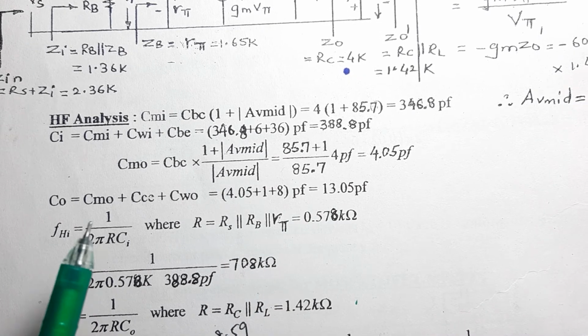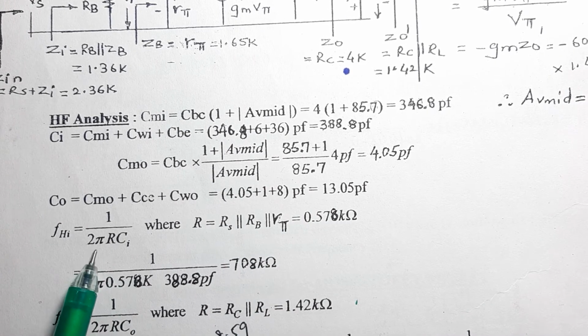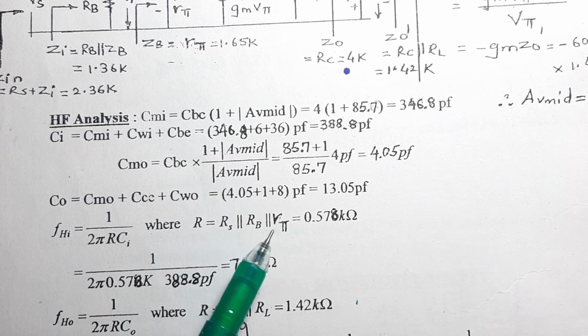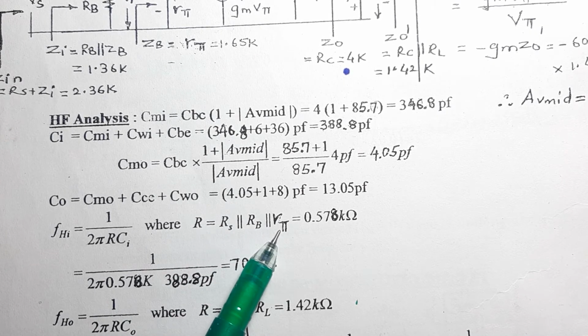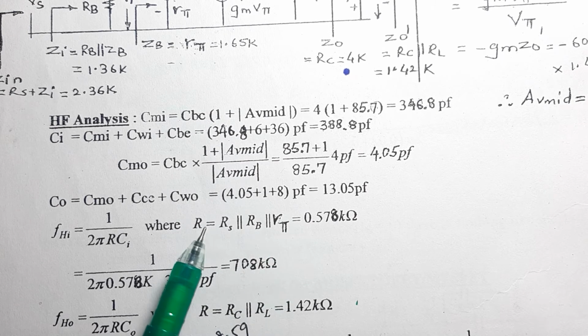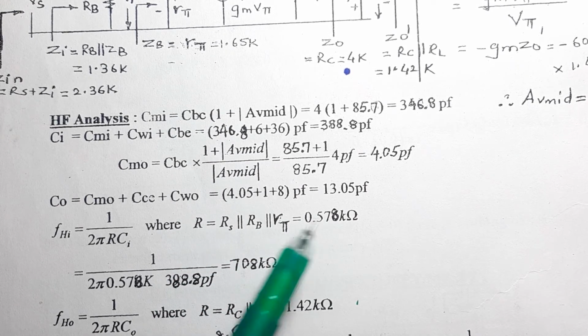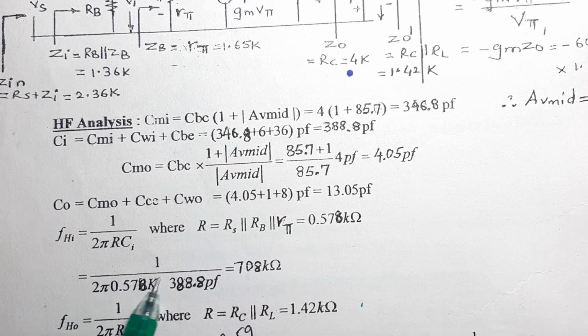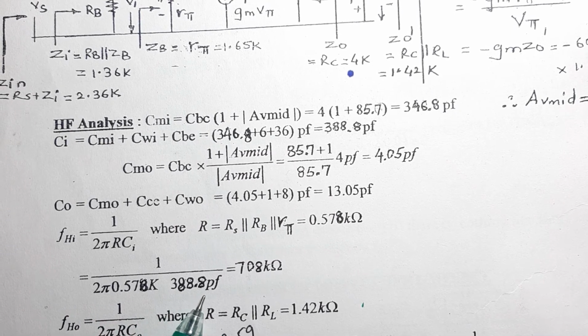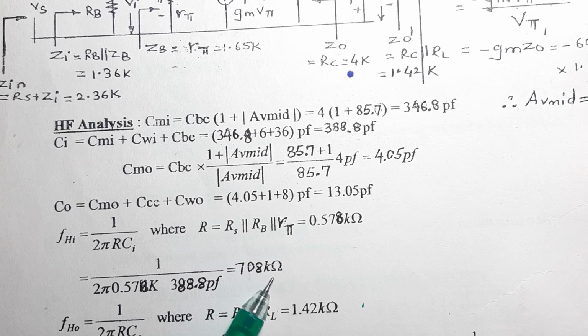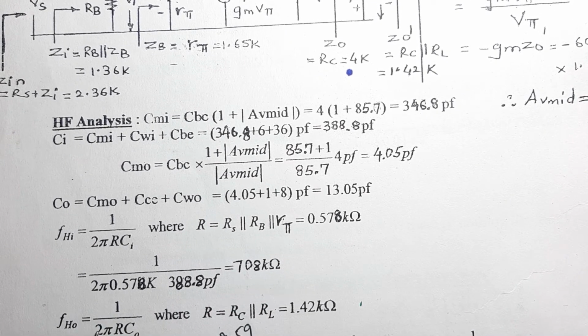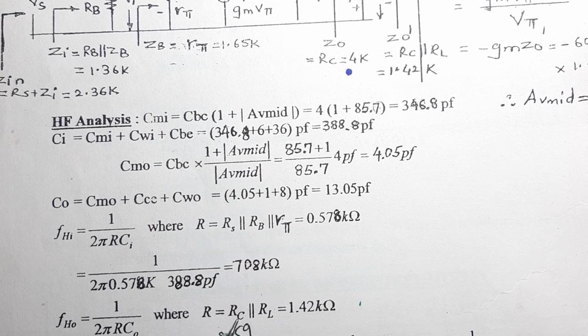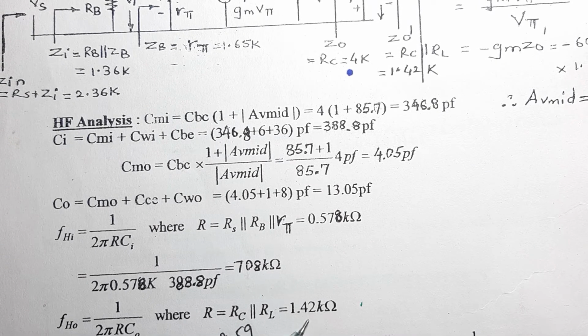Now your FHI is calculated as 1 upon 2 pi R into CI, where your R is nothing but RS parallel RB parallel R pi, as we discussed in BJT. So your R is given as 0.578 kilo ohms. So your FHI turns out to be 1 upon 2 pi into 0.578k into 388.8 picofarad, which is equal to 708 kilo hertz. Your FHO is equal to 1 upon 2 pi RCO, where your R is given as RC parallel RO, which is equal to 1.42 kilo ohms over here.